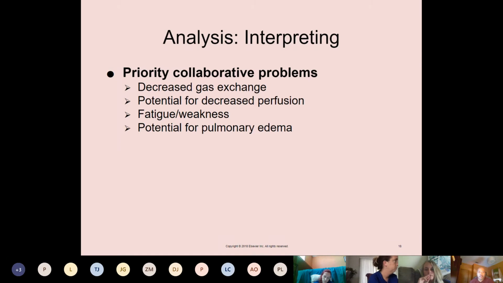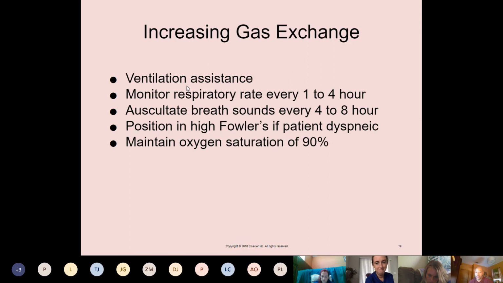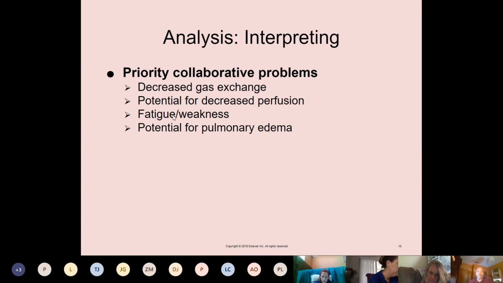Now, these are the problems that we don't want to see. This is what we want to improve. When you see these problems, there's decreased gas exchange, potential for decreased perfusion because of the low cardiac output. When there's weakness and fatigue due to low cardiac output, you're not perfusing your body, and potential for pulmonary edema, this is what we don't want. We want to reverse this. We want this, not this. Uh-oh, wait a minute. We want this, right? The improving. We don't want this. So these are our priority collaborative issues.